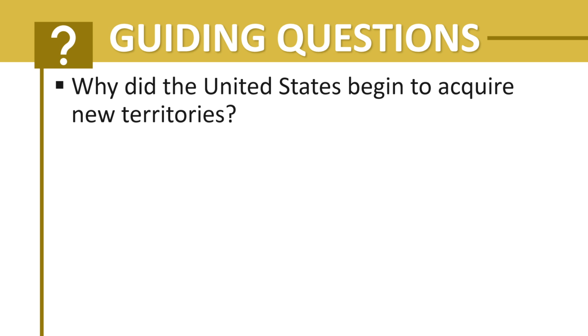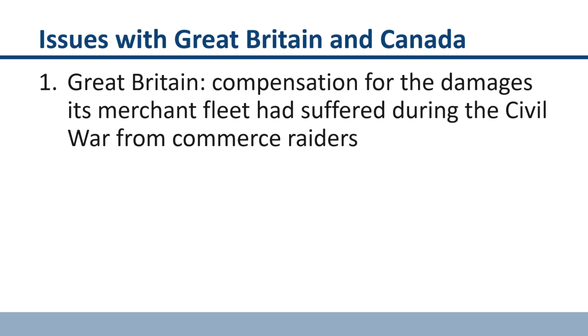So, why did the U.S. begin acquiring new territories? After the U.S. had successfully upheld the Monroe Doctrine with France, the U.S. turned its attention to Britain. Even though Britain did cooperate in leaving Mexico, there were still three long standing differences or conflicts that needed to be addressed. First, the U.S. felt that Great Britain needed to compensate them for the damages its merchant fleet had suffered during the Civil War from commerce raiders. The commerce raiders had been built in British shipyards, so the U.S. government considered Britain partly responsible for the damage caused by the ships.